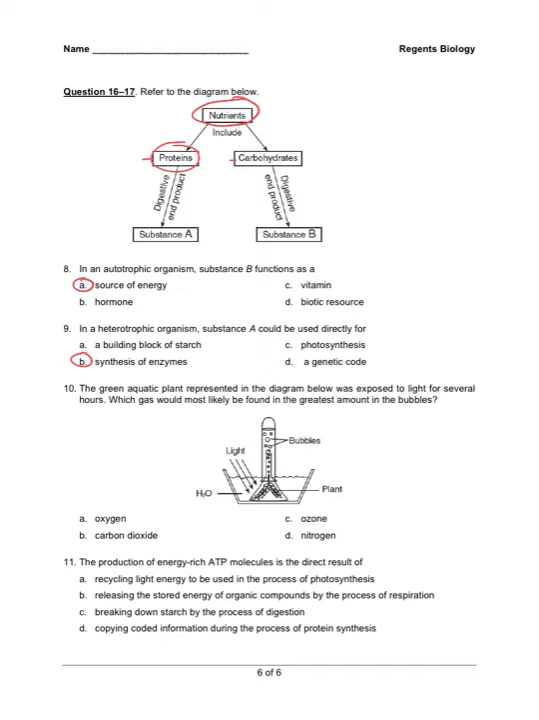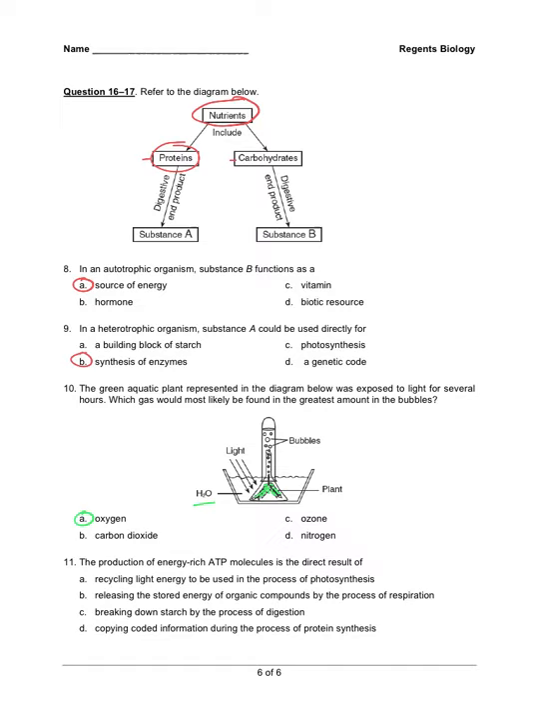Number 10 says, the green aquatic plant represented in the diagram below was exposed to light for several hours. Which gas would most likely be found in the greatest amount in the bubbles? So you have this little green plant right here. If we know this plant is doing photosynthesis because it's getting water and light, then we can assume that the bubbles are oxygen gas because that's the waste product of photosynthesis.